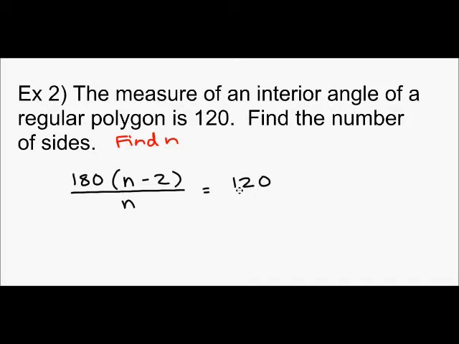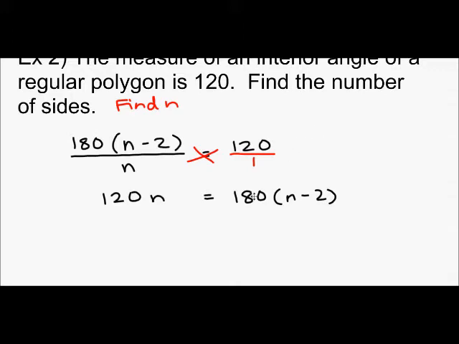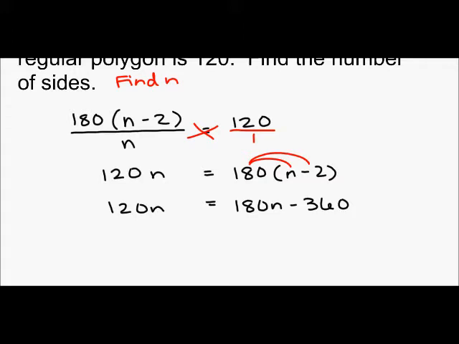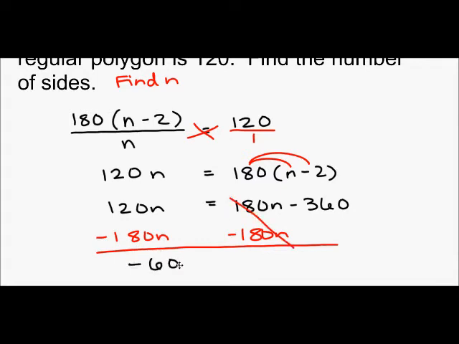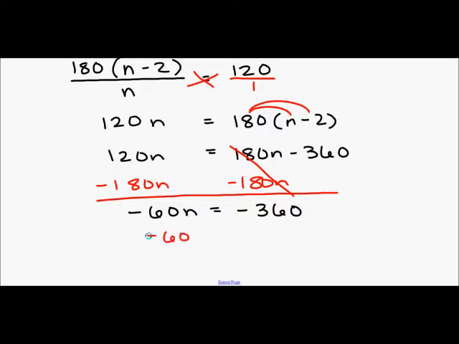And what I'm going to do is solve by cross multiplying. So I'm going to put 120 over 1 and cross multiply. So I get 120 times n equals, well, anything times 1 is itself, so I'm just going to leave this as 180 times n minus 2. Now, I want to get all my n's on one side, so I need to distribute 180 to the two terms in parentheses, and I get 180n minus 360. This is 120n. I'm going to leave 360 over here since it's the only term without a variable, and subtract 180n from both sides. On the right, that cancels. On the left, I have negative 60n equals negative 360. Last step in getting n by itself, divide by negative 60.